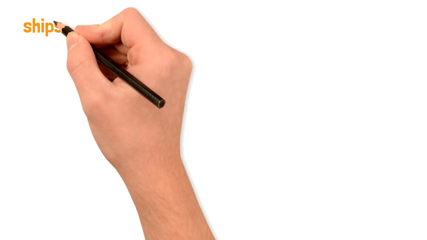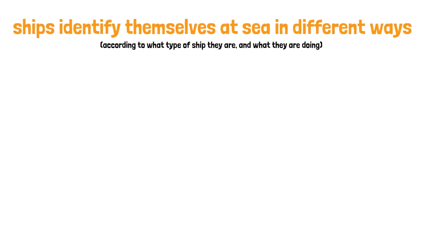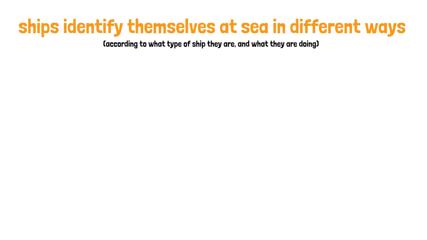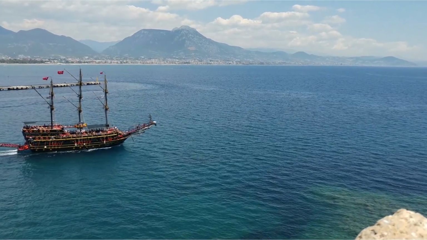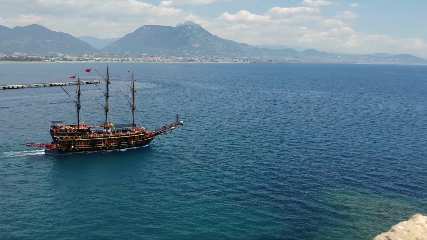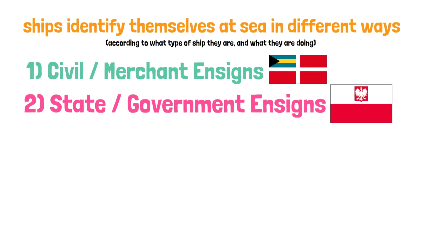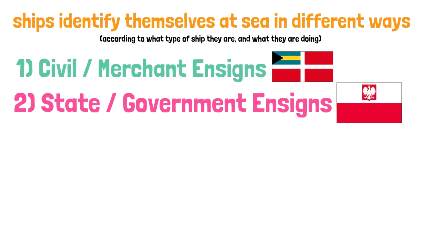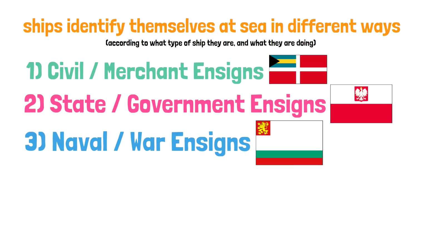As far as I could find out, ships, boats, vessels from a specific country identify themselves at sea in different ways according to what type of ship they are and what they are doing. They can either use civil and merchant ensigns used by civilian vessels to identify their own nationality. This is usually the biggest flag on board and usually flown at the rear of the ship. The state ensign, also known as government ensign, is used by state vessels, such as Coast Guard ships, or maybe if a government had their own boat to travel in, sort of like a Sea Force 1. Then the Naval Ensign, which is the most relevant for this video, being used by a country's navy.